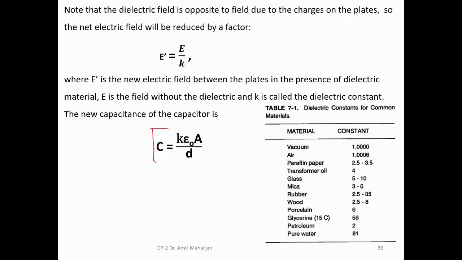And this is our final relation for the capacitance of any capacitor. So it depends on K. K is called the dielectric constant. This is the dielectric constant for different materials. Different materials have different dielectric constants. Epsilon naught is always a constant. It's a very small number from the formula sheet, called permittivity. A is the area of each plate, and D is the separation between the two plates. So these factors affect the capacitance of the capacitor.